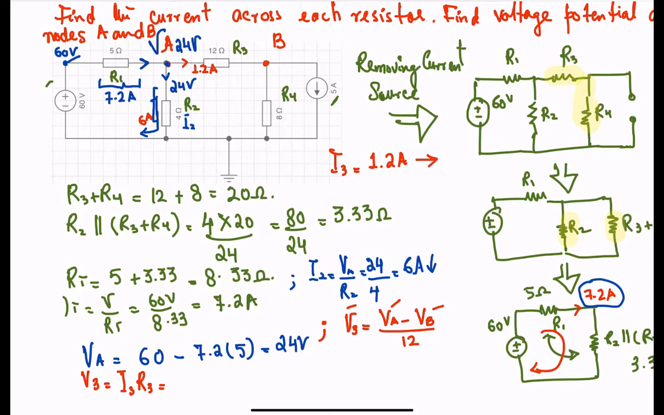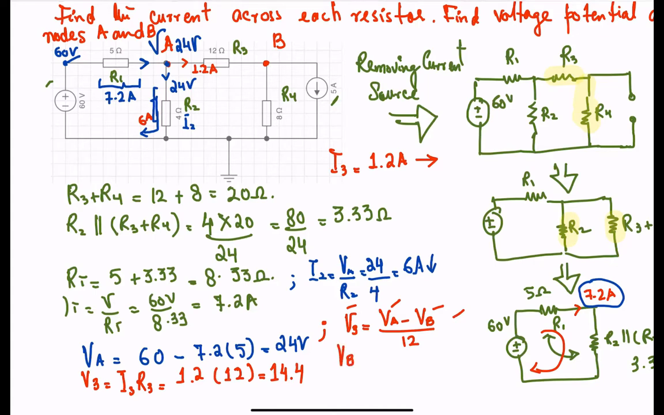And it's flowing in this direction. So 1.2 times R3, which is 12 ohms. We have 12 ohms times 1.2. You do the math, you get what? So the voltage across R3 is going to be 14.4.